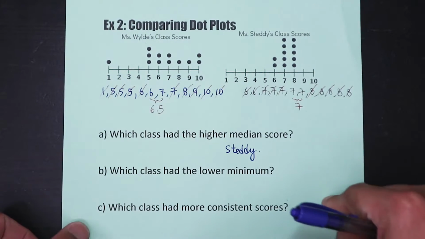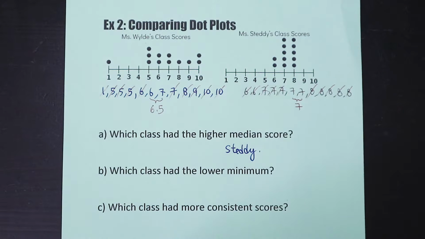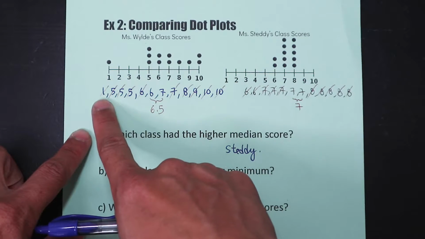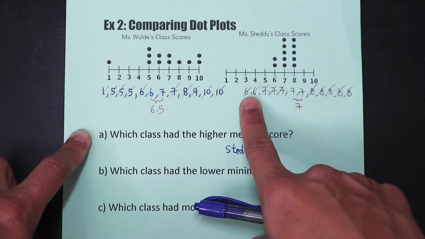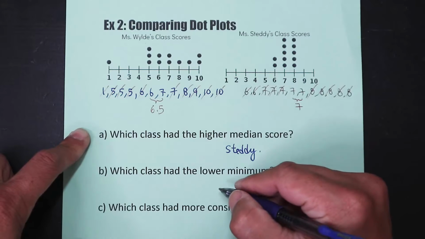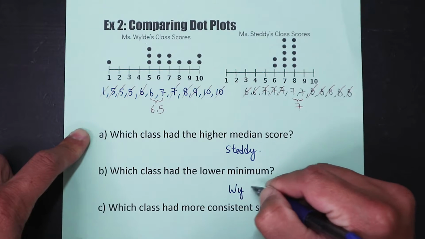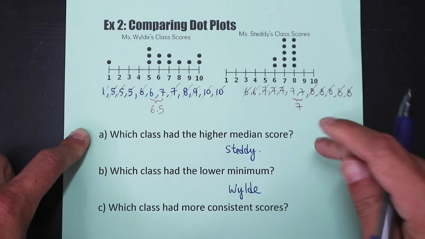Well, what about part B? Part B says which class had the lower minimum? Well, the lowest number for Miss Wild's class is 1, and the lowest number for Miss Steady's class is 6. So it's definitely Miss Wild's class. So we're just going to write the last name, and that's it.